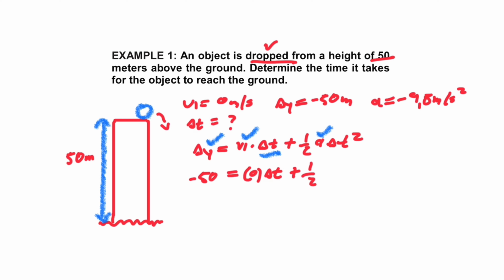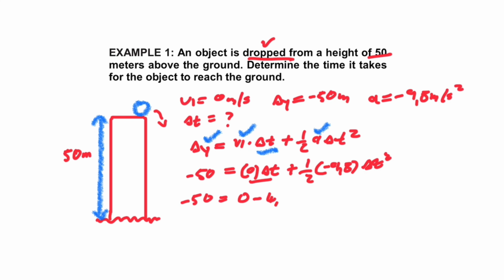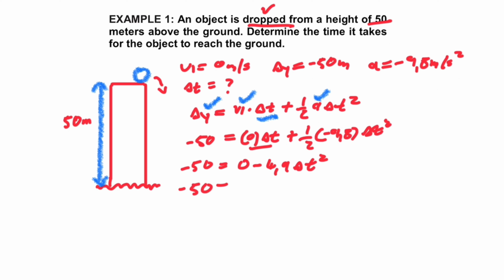Plus a half, the acceleration is minus 9.8, multiplied by delta t squared. We're going to have minus 50 equals 0 multiplied by delta t. That will give us 0. 1 divided by 2 multiplied by minus 9.8 will give us minus 4.9 delta t squared. This is just going to be minus 50 equals minus 4.9 delta t squared. We need to divide both sides by minus 4.9.